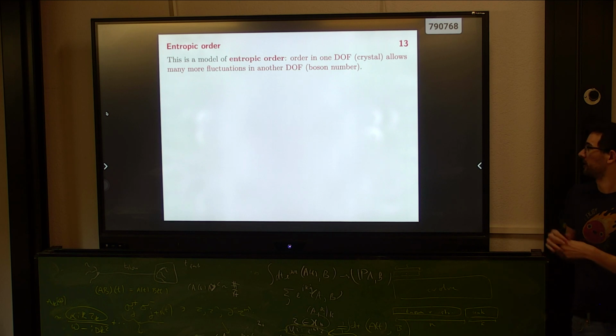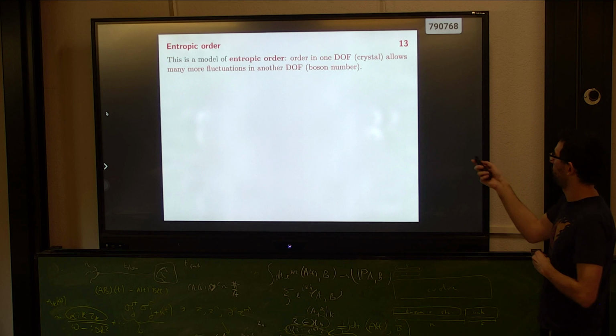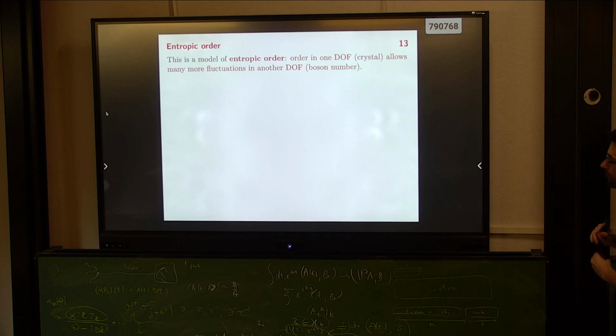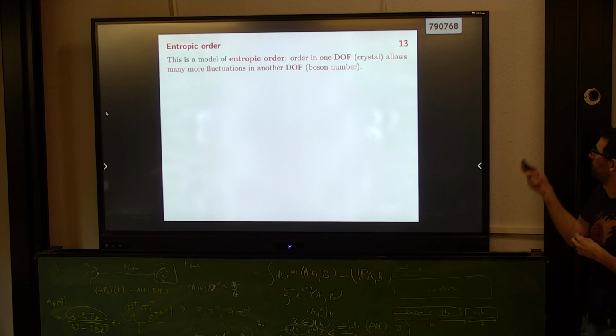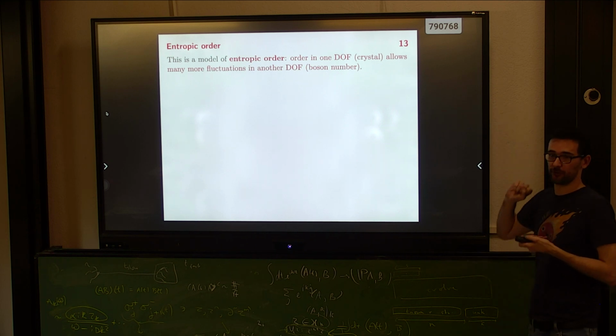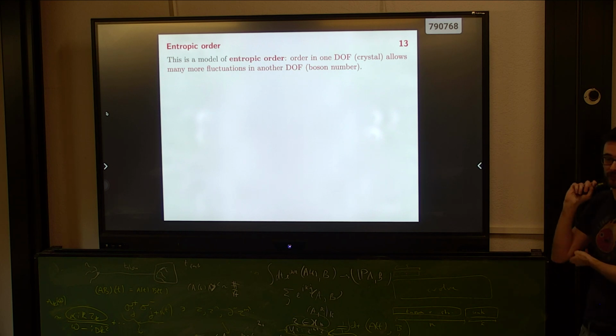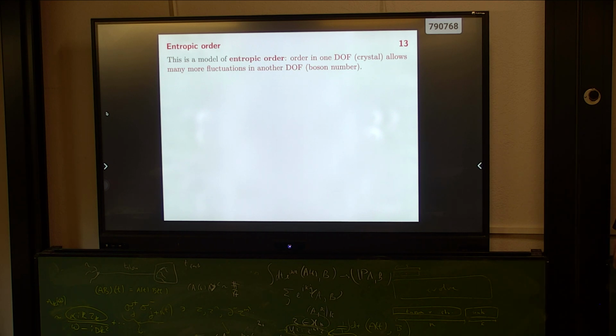Okay? And this jargon means the following. It's entropically ordered because order in one of the degrees of freedom, in this case forming a crystal, greatly enhances fluctuations in another degree of freedom, the boson number. Okay? And remember that we're trying to maximize entropy at high temperature. And so here the point is that we gain more entropy by ordering from the boson degree of freedom than we lose from the order itself. Okay? Thus the name entropic order. It's driven by entropy, not by the usual energetic considerations.